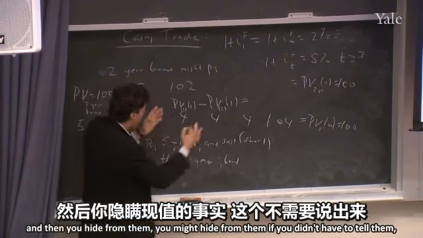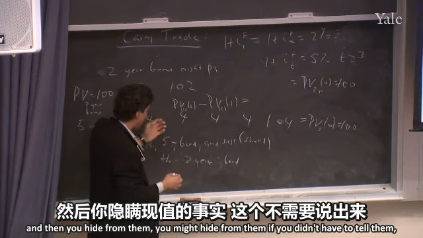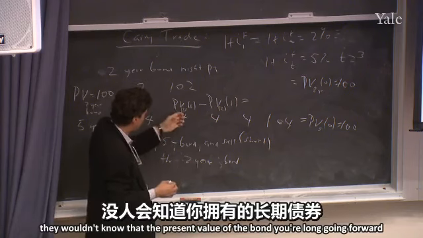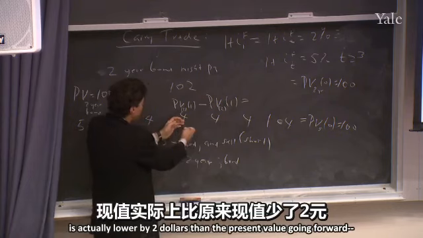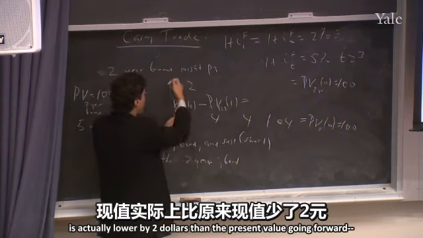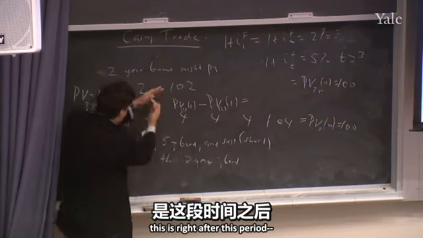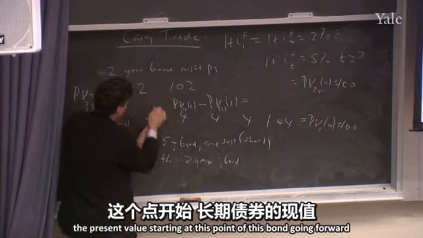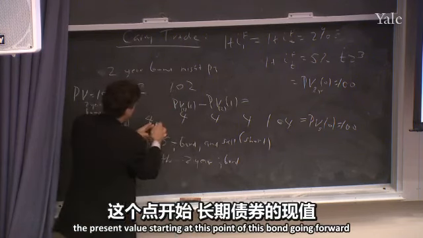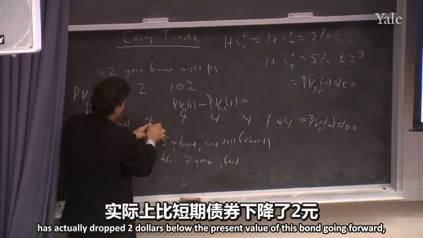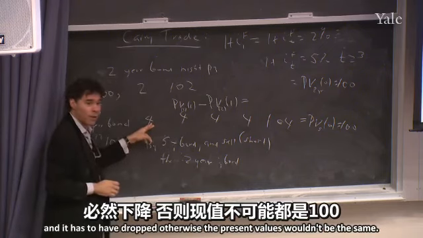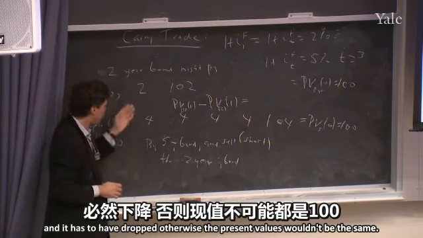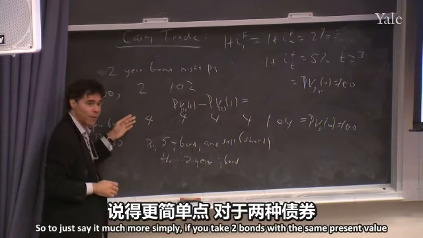And then you might hide from them. If you didn't have to tell them, they wouldn't know that the present value of the bond you're long going forward is actually lower by $2 than the present value going forward of this bond. Right after this period, the present value starting at this point of this bond going forward has actually dropped $2 below the present value of this bond going forward. And it has to have dropped, because otherwise the present values wouldn't be the same.